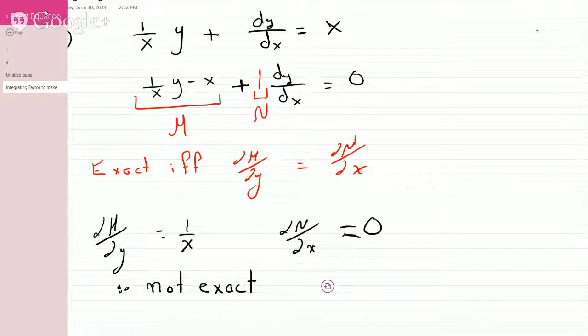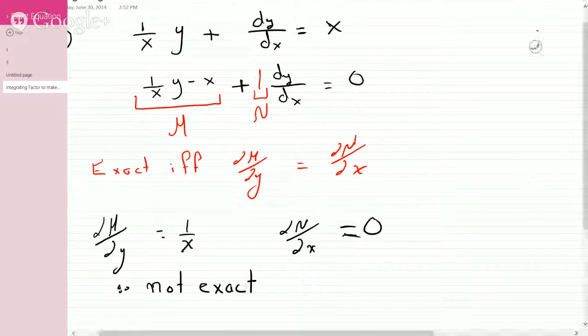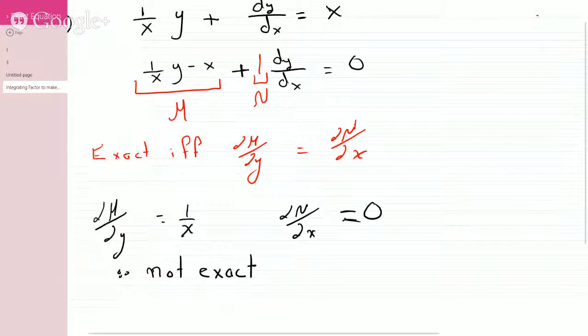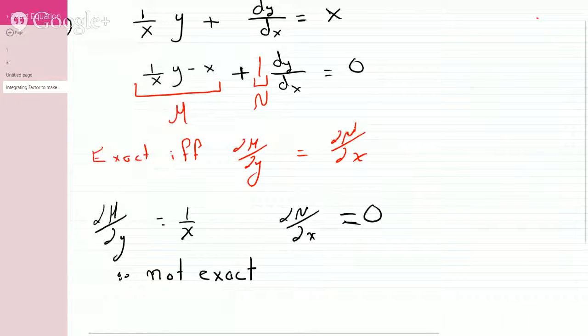Oh, and by the way, I moved the x to the left. I could have kept the x on the right and tested for it in the regular standard form, 1 over x y plus dy over dx, to see if it's exact. But either way, my point is it's not exact. So now we have to make it exact.